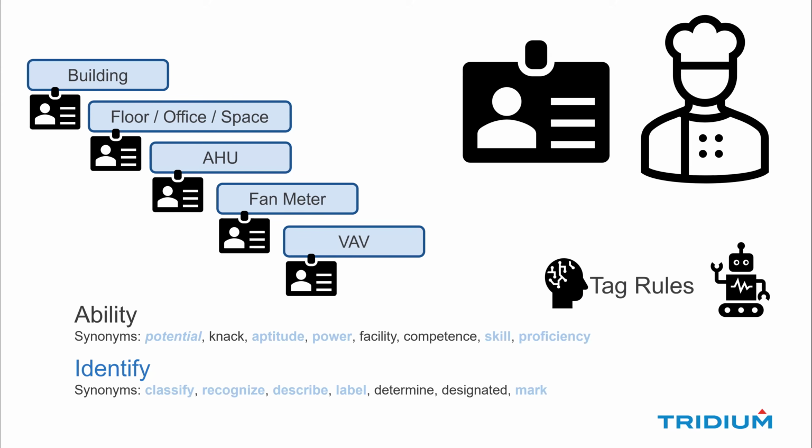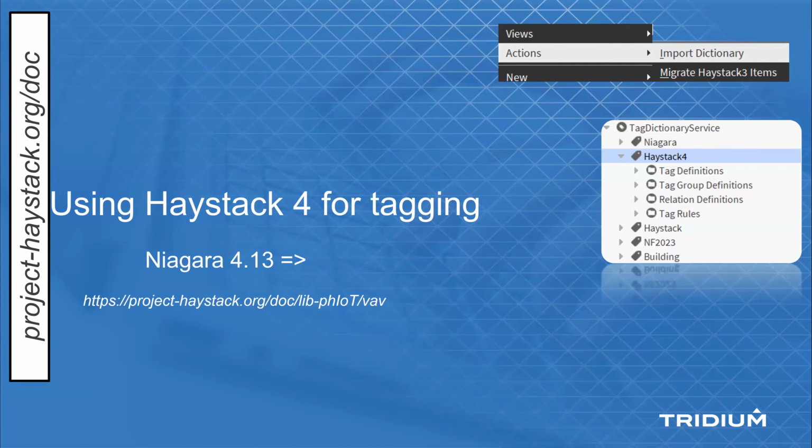So tag rules are ultimately where you want to be, because once I've created that dictionary with rules, I just have to copy and paste it into the next JACE or supervisor, and then those same rules will kick off. So Haystack 4, actually, in my mind, doing this over and over, Haystack 4 actually made things a lot easier for me. So that's where I'll concentrate on that.